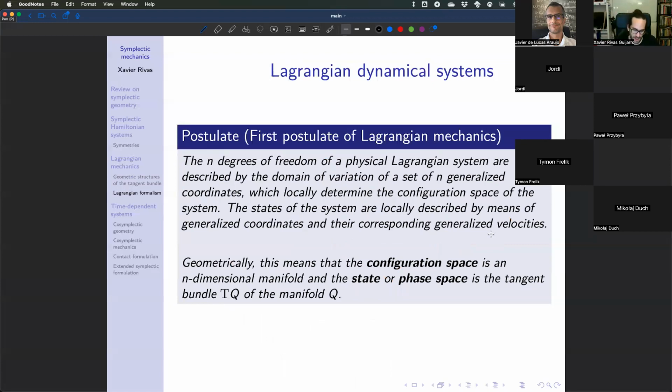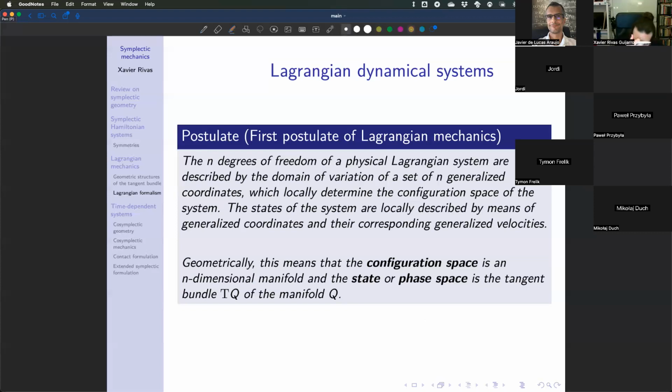And now with all these geometric tools, we are finally able to introduce Lagrangian dynamical systems. In the same way as we did with the Hamiltonian systems, I will do it in an axiomatic way, so I can skip all the variational technicalities, because I don't want to be talking about variational principles for an hour. This way we can skip that. Maybe we can talk about that in another lecture.